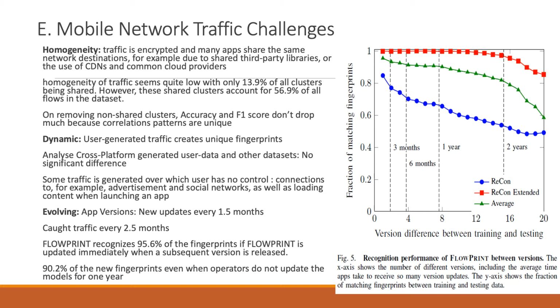Finally, for evolving, they got traffic every 2.5 months, and they found out that with an app update, if they also change their data set, and then immediately, then it can recognize 95.6% of the fingerprints, and even if they don't, 90.2% of the fingerprints are still recognized, and this is over a period of 1 year. That means they have sufficient time to update their research and make it better.